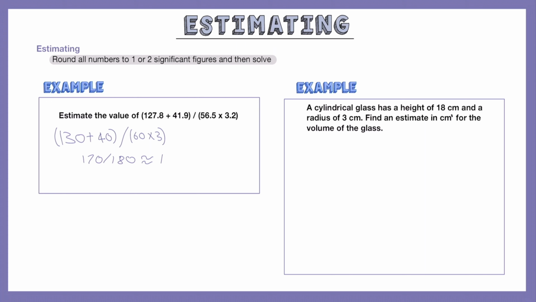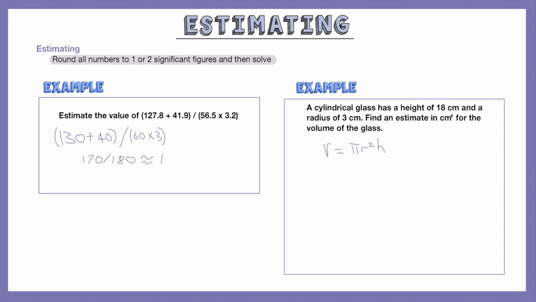A cylindrical glass has a height of 18 centimeters and a radius of 3 centimeters. Find the estimate in centimeters cubed for the volume of the glass. So let's start off by writing the formula of the volume of a cylinder, which is V equals pi r squared h.